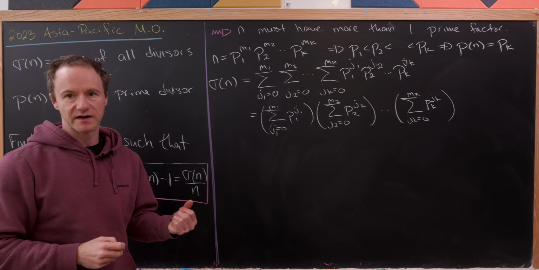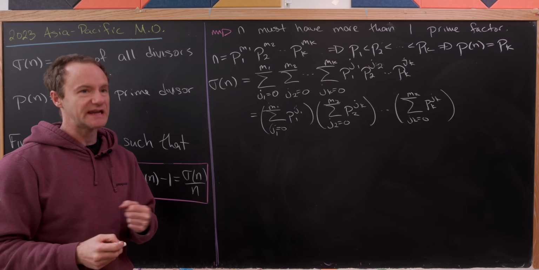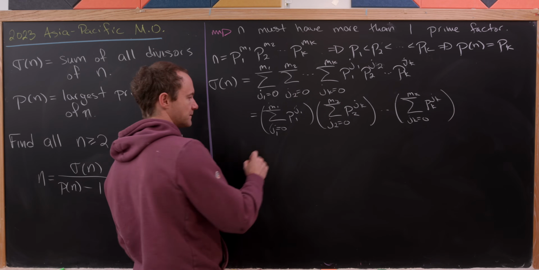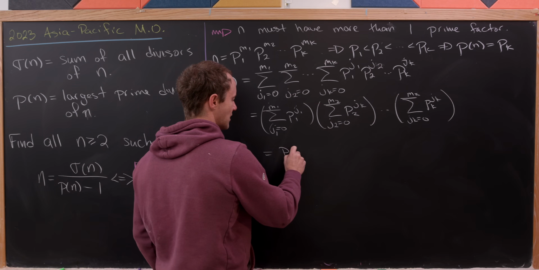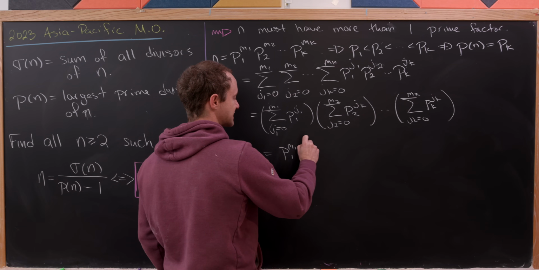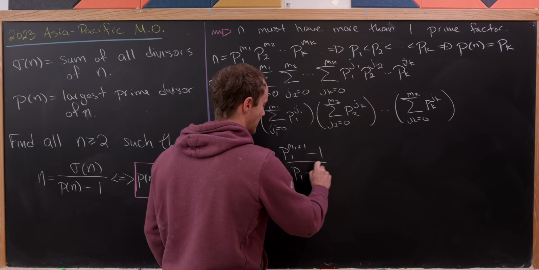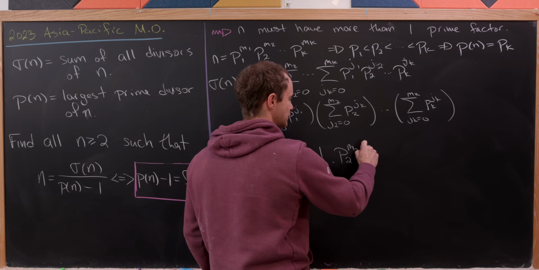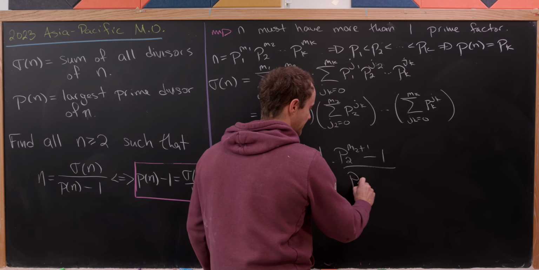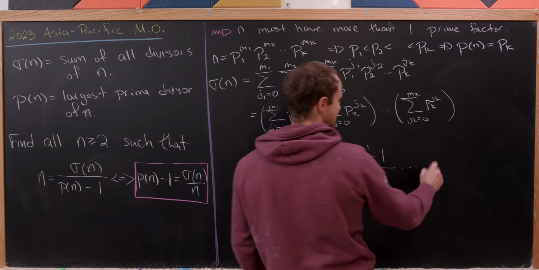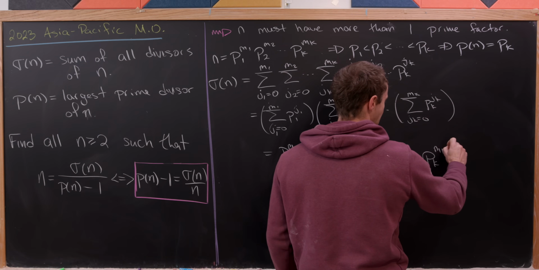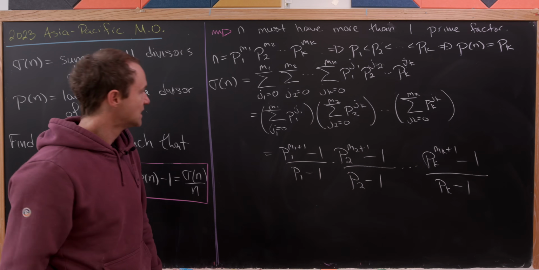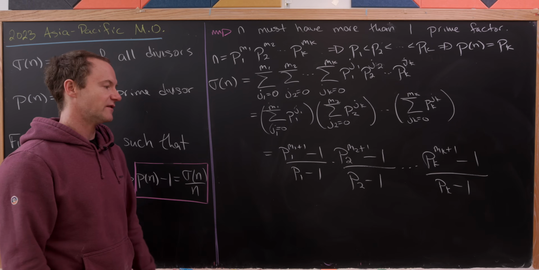But now we can apply the sum of a finite geometric series rule to each of these, like we did to our single prime power before. So that's going to give me here a p1 to the m1 plus 1 minus 1 over p1 minus 1. And then this next term will be a p2 to the m2 plus 1 minus 1 over p2 minus 1. And then this last one will be a pk to the mk plus 1 minus 1 over pk minus 1. So that is our sigma of n.